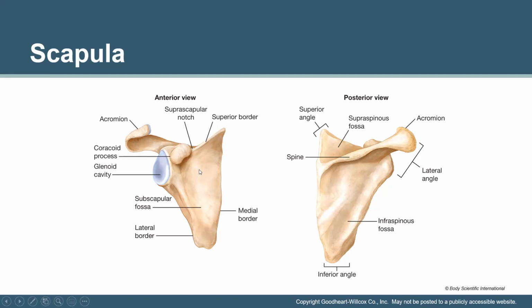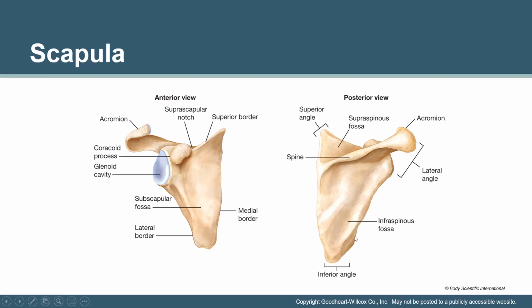Now, I want you to kind of picture this in your head. If you're looking at a person from the front, the rib cage would overlay this, and you would have to have kind of x-ray vision to see this portion of their scapula, because this is going to be sliding up against their ribs.